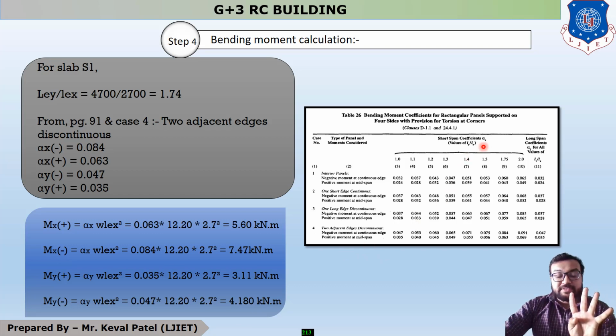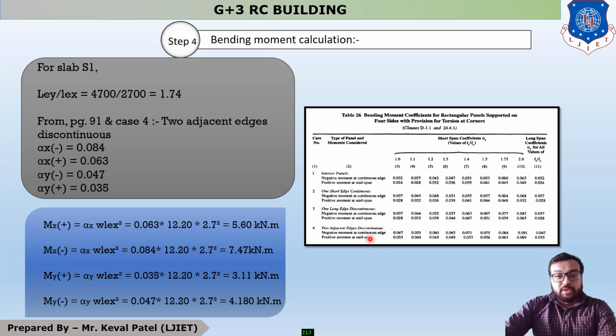First one is alpha x, and for alpha x there are two values. First one is the negative moment coefficient and second one is the positive moment coefficient. And similarly, our last column, which is alpha y, also has two values: alpha y negative and alpha y positive.